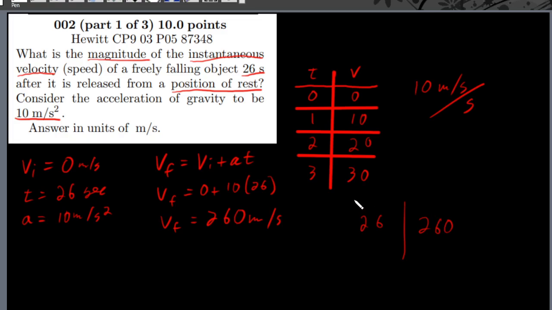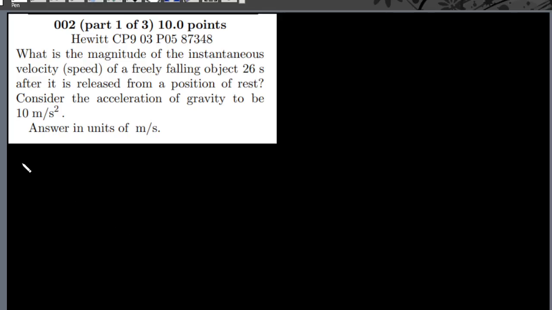All right. Now, part number 3. So let's write down that. So our final velocity is 260 meters per second. I'm going to write that down. So part number 2 for me is 260 meters per second. Now, part number 3 asks, what is the average speed during this 26-second interval?